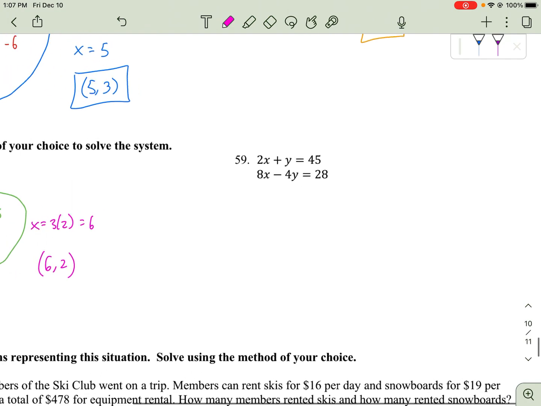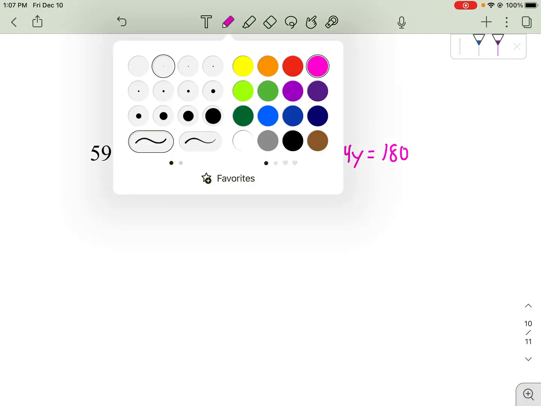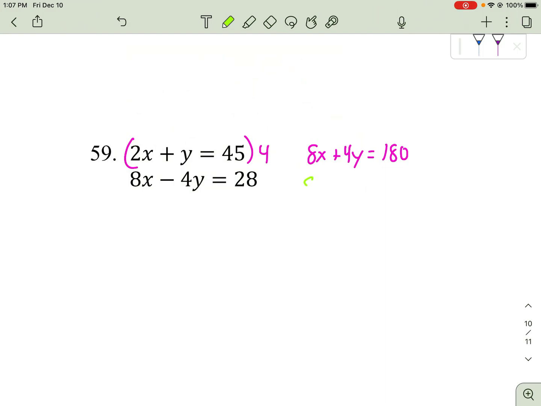Excellent. This one, I think it's set up nicely for elimination because my x's are lined up, my y's are lined up, equals a number on the other side. And I notice right away I have a negative here and a positive here. So if I multiply this one by 4, I'll get 4 and negative 4 combined, which would be nice. So if I multiply by 4 here, I get 8x plus 4y equals 180. And the original equation for this other one is just 8x minus 4y equals 28.